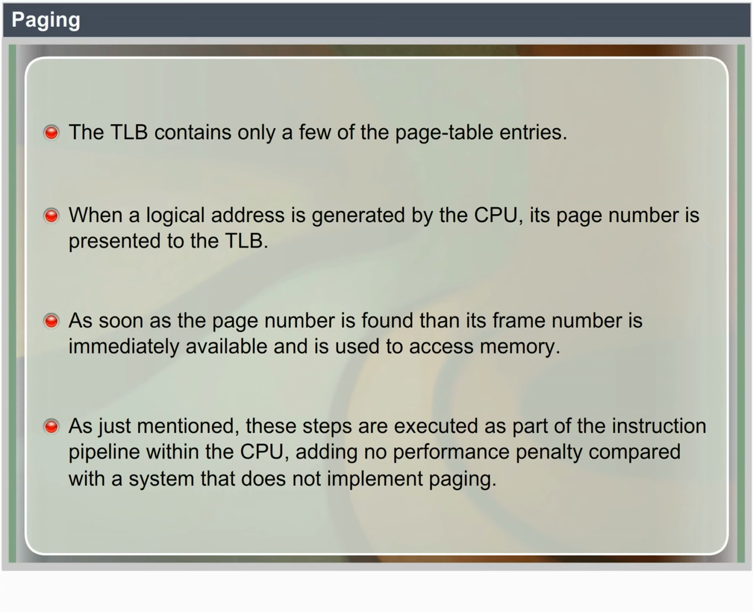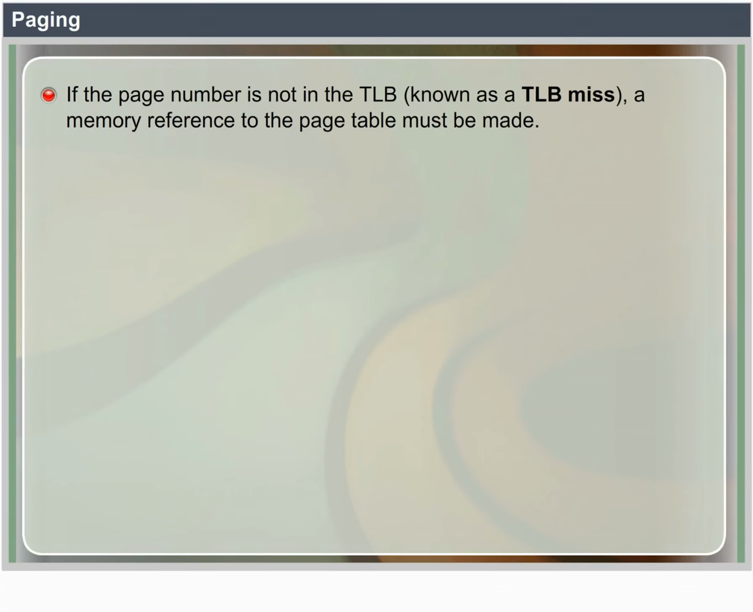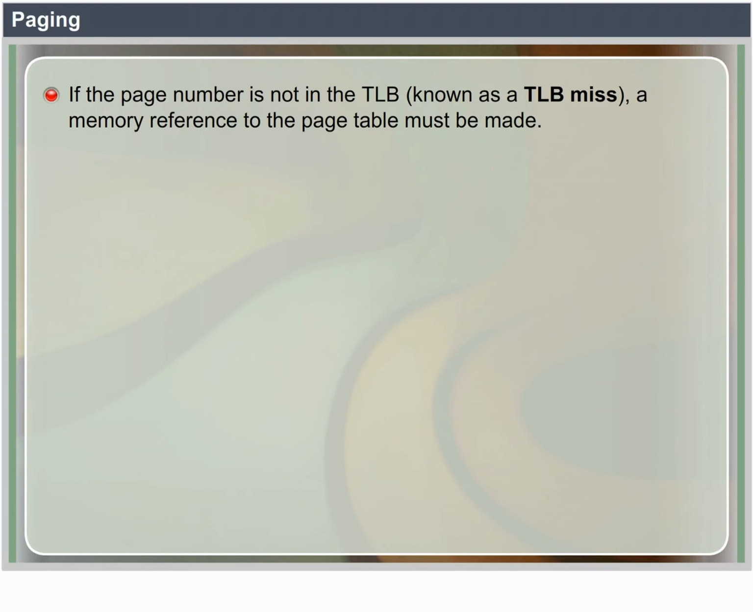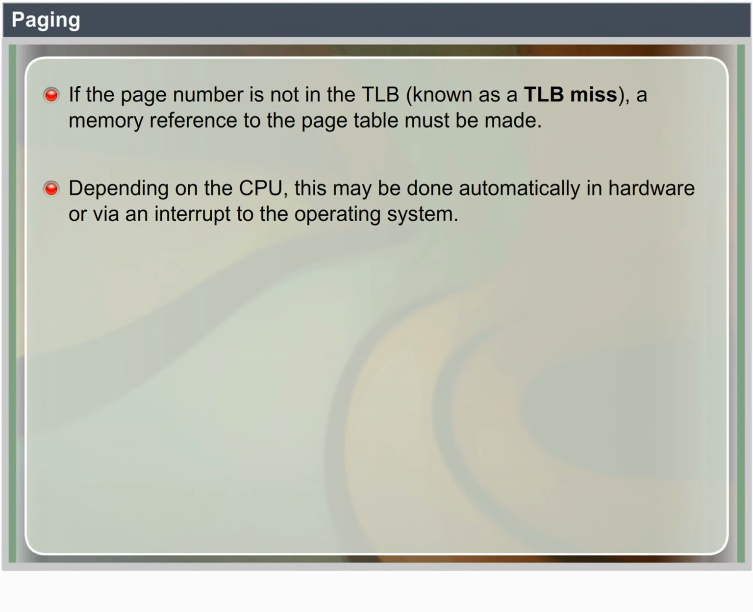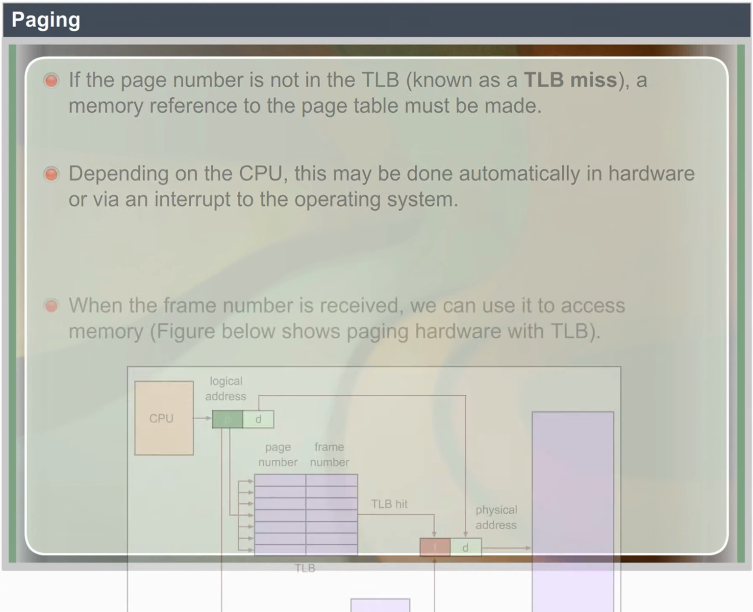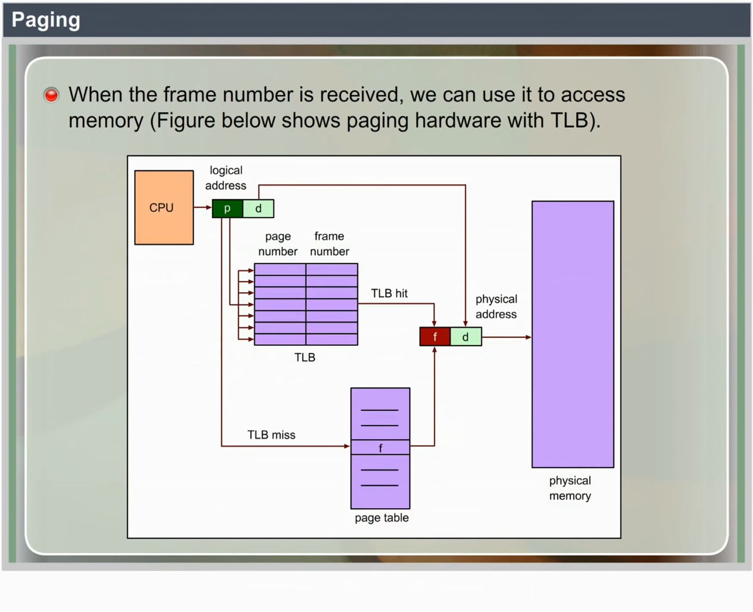If the page number is not in the TLB, known as a TLB miss, a memory reference to the page table must be made. Depending on the CPU, this may be done automatically in hardware or via an interrupt to the operating system. When the frame number is obtained, we can use it to access memory. Figure below shows paging hardware with TLB.